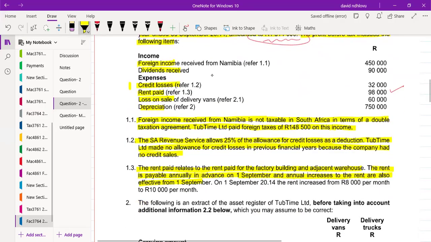Right, the rent, okay, sorry, let me take out the... this is what they say. The rent paid relates to the rent paid for the factory building. The rent is payable annually in advance on 1 September.